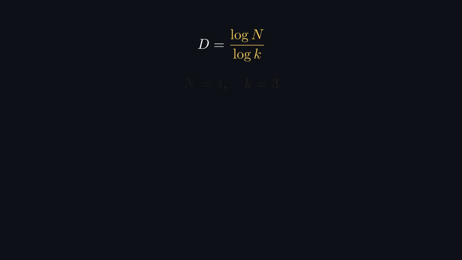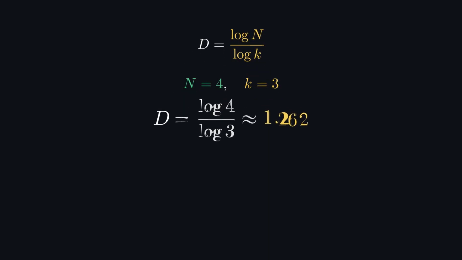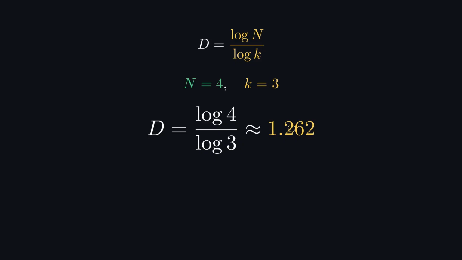So plug in the Koch curve. One piece becomes 4 copies, that's n equals 4. And each is 1/3 the size, so k equals 3. That gives d equals log 4 over log 3, which is about 1.26. Not 1. Not 2. Somewhere in between, more than a line, less than a filled-in area. A dimension that isn't a whole number at all.